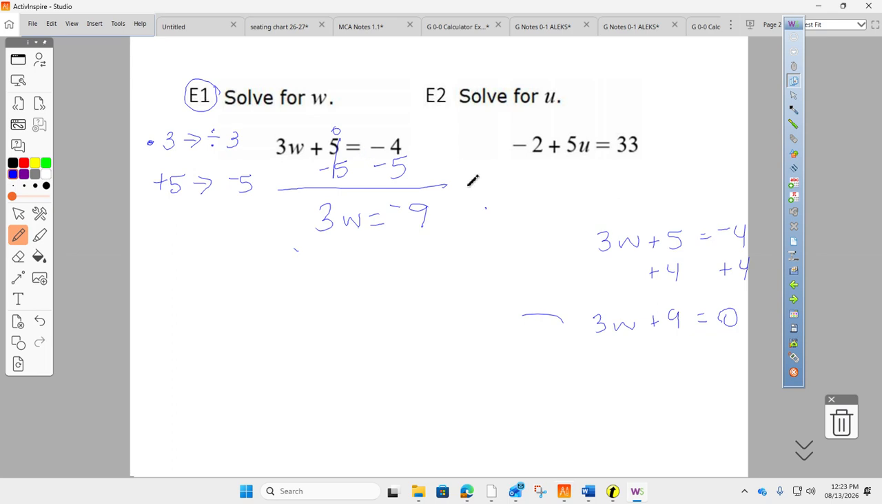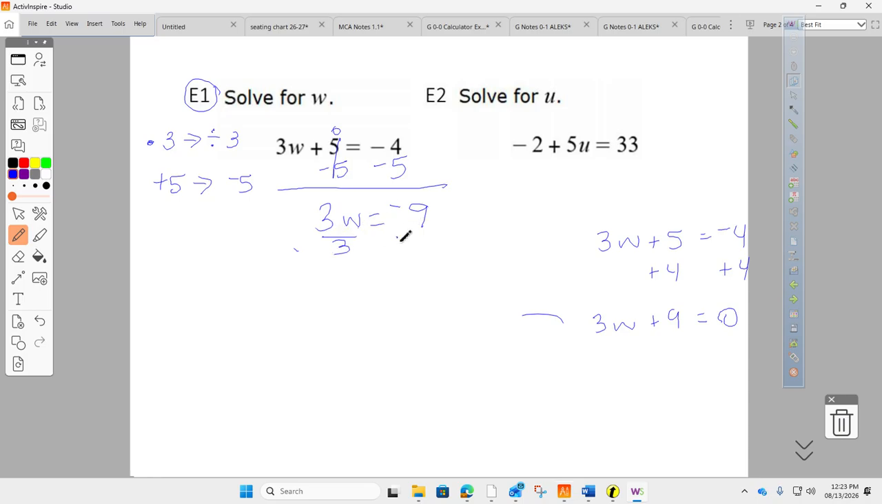So that's why I say we're focusing on the variable. This negative 4 is never going to tell me what to do. I ignore that negative 4 completely when I'm deciding what to undo. All right? So now we have 3w equals negative 9.